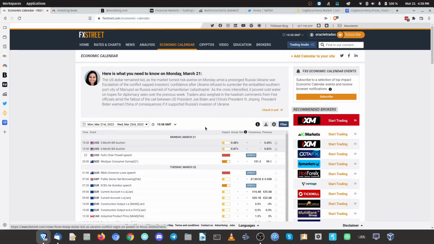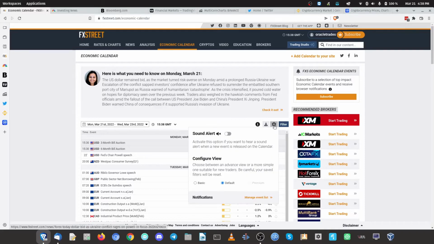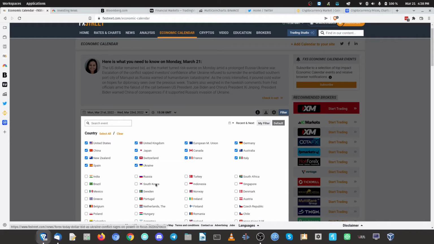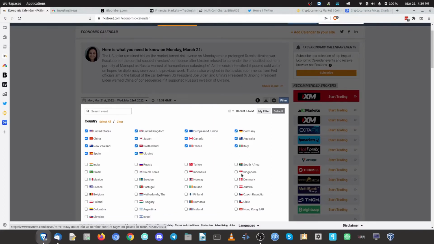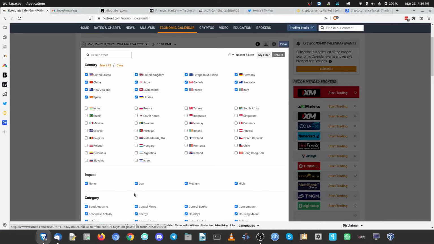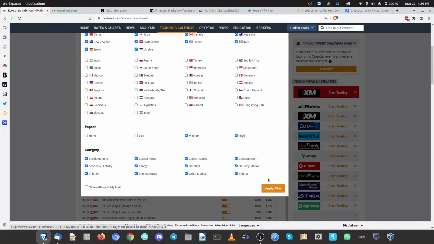So if you don't care about what's happening in Australia or New Zealand, you can actually change those filters here, and you can just select the geographies you're interested in. And you can also decide that you only want to look at high impact events and not every single event. So you can take away things with no and low impact, and then you can also remove categories that you're not interested in, and then you can save that.